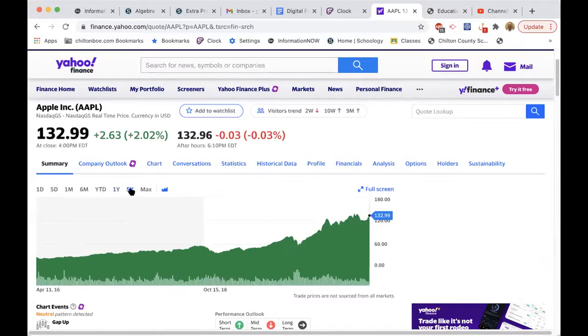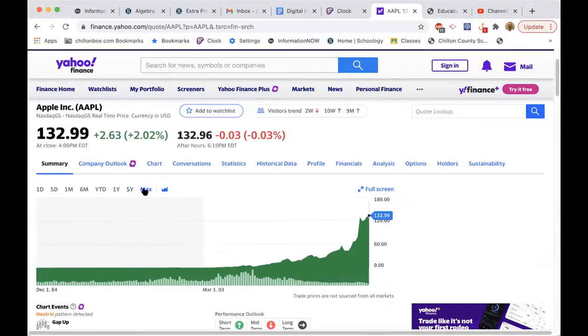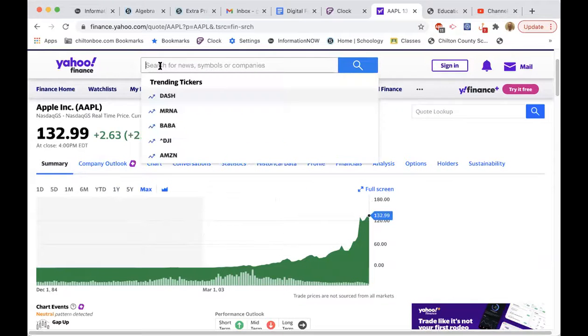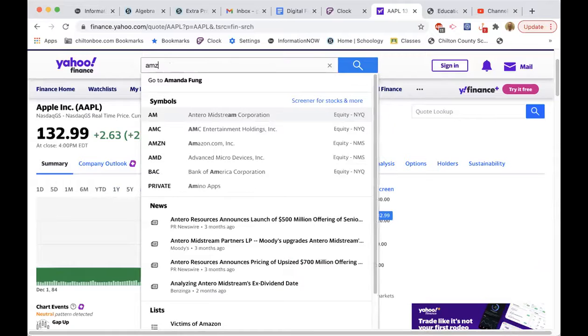Let's go out 5 years. Positive slope. Let's go out since the company began. It's such an increase. It's kind of showing a flat line from 1984 all the way up to the early 2000s. And then look how steep the slope is right here between 2018 and 2021. Very steep slope. Let's look at Amazon.